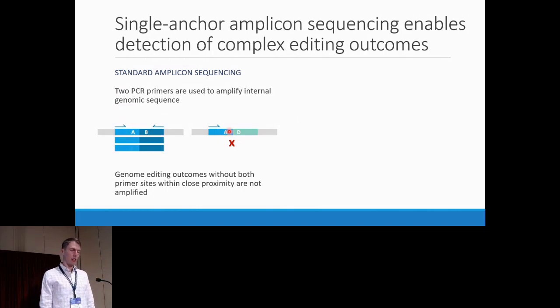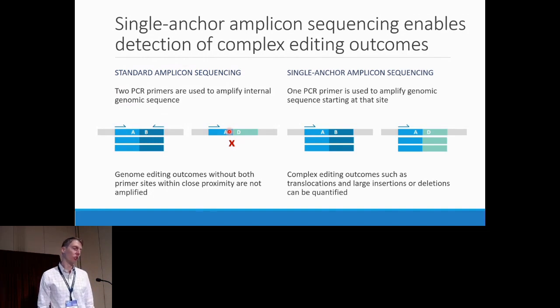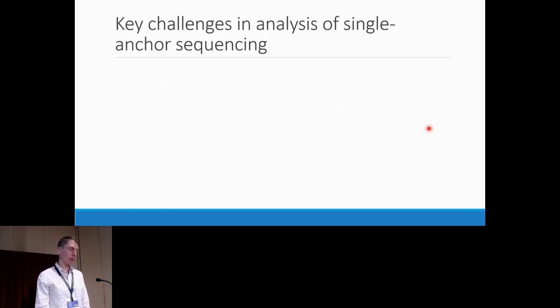In order to address this, technology has been developed called single anchor or unidirectional amplicon sequencing. In this strategy, one PCR primer is used to amplify genomic sequence starting at that site. So for example, a single primer could be used to amplify this sequence A, which would be able to detect the linear combination of A and B, as well as the nonlinear combinations of A and D as well. However, the sequencing libraries produced by this single anchor amplicon sequencing are relatively complex, mostly arising from the fact that there is no reference to which you can align these reads, especially in the nonlinear conformation.